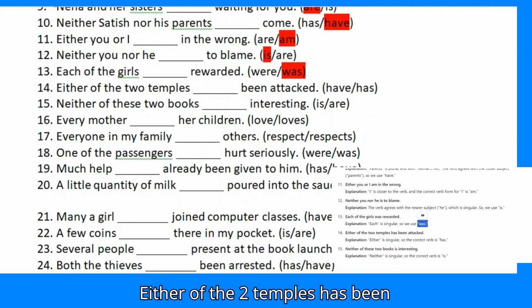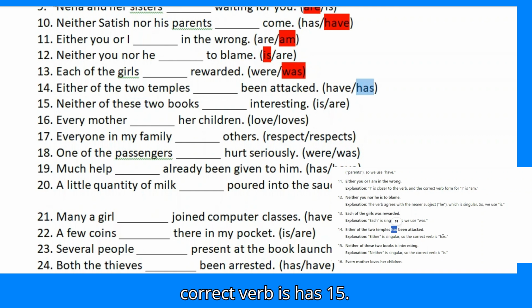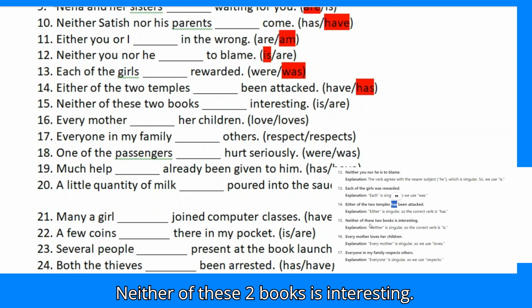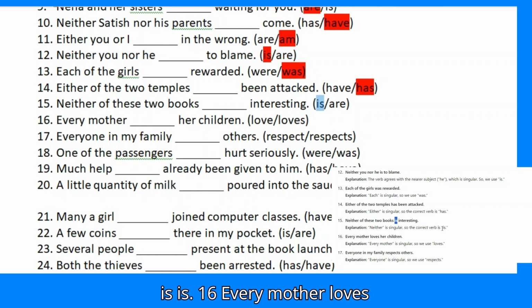14. Either of the two temples has been attacked. Either is singular, so the correct verb is has. 15. Neither of these two books is interesting. Neither is singular, so the correct verb is is.